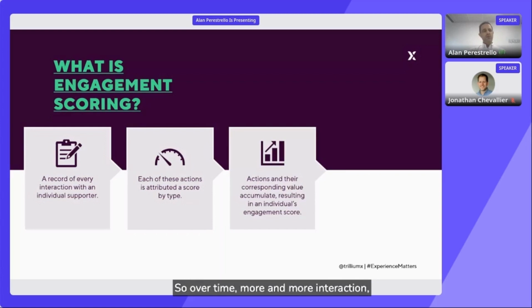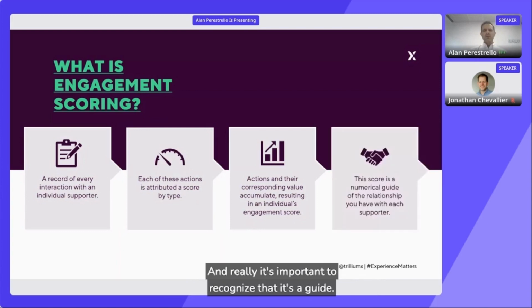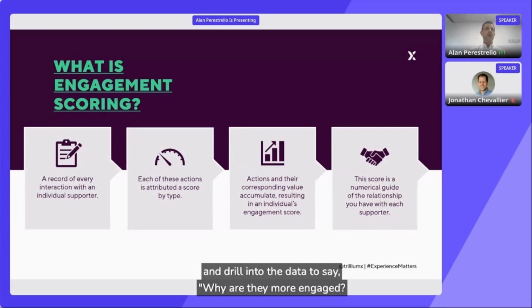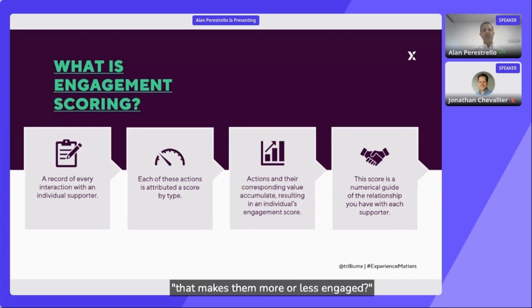So over time, with more and more interaction, their scores will change. We can do things like decrease scores if they do things that you don't want them to necessarily do, or if they fail to do things that you're hoping them to do. And really, it's important to recognize that it's a guide. It's not hard and fast that this person is more engaged than that person because they've got a higher score. But it should allow you to draw some deeper conclusions and drill into the data to say, why are they more engaged? What are we doing with that contact that makes them more or less engaged? And then tailor your communications and your approach to change that score, to move the needle in the direction that you need it to go.